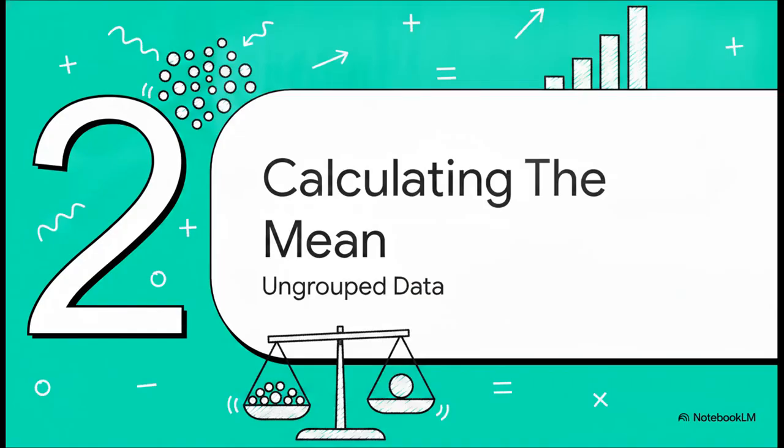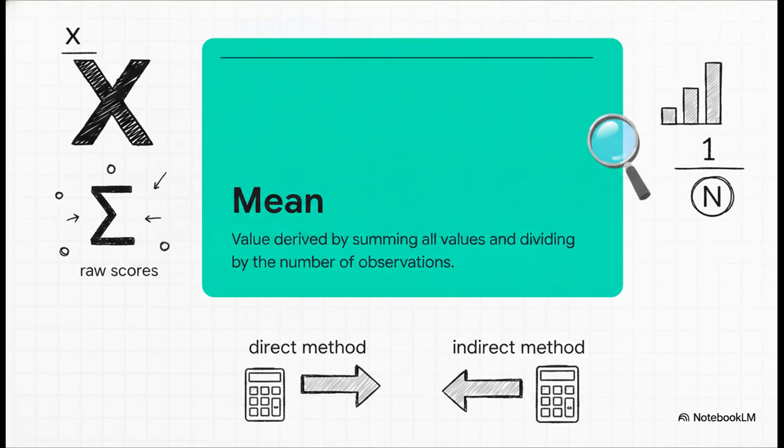Moving on to Part 2, calculating the mean. Let's see how we build this first major concept, specifically for ungrouped, raw data. The mean is, well, it's your standard, everyday arithmetic average. The formula here is super straightforward. X̄, which represents the mean, equals the sum of all your raw scores, that's Σx, divided by n, the total number of observations. It's an incredibly powerful little formula, and we can actually calculate it using either a direct or an indirect method.